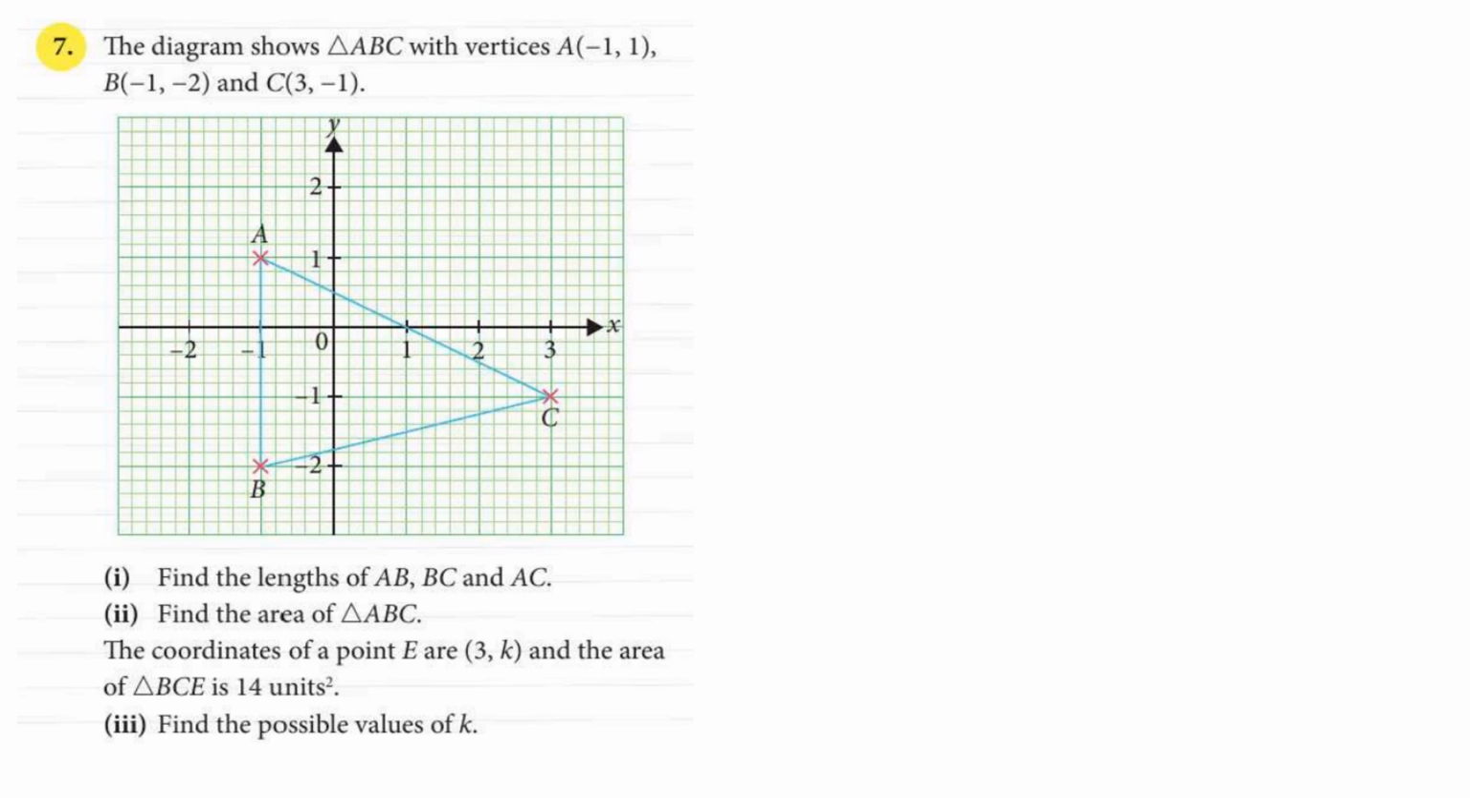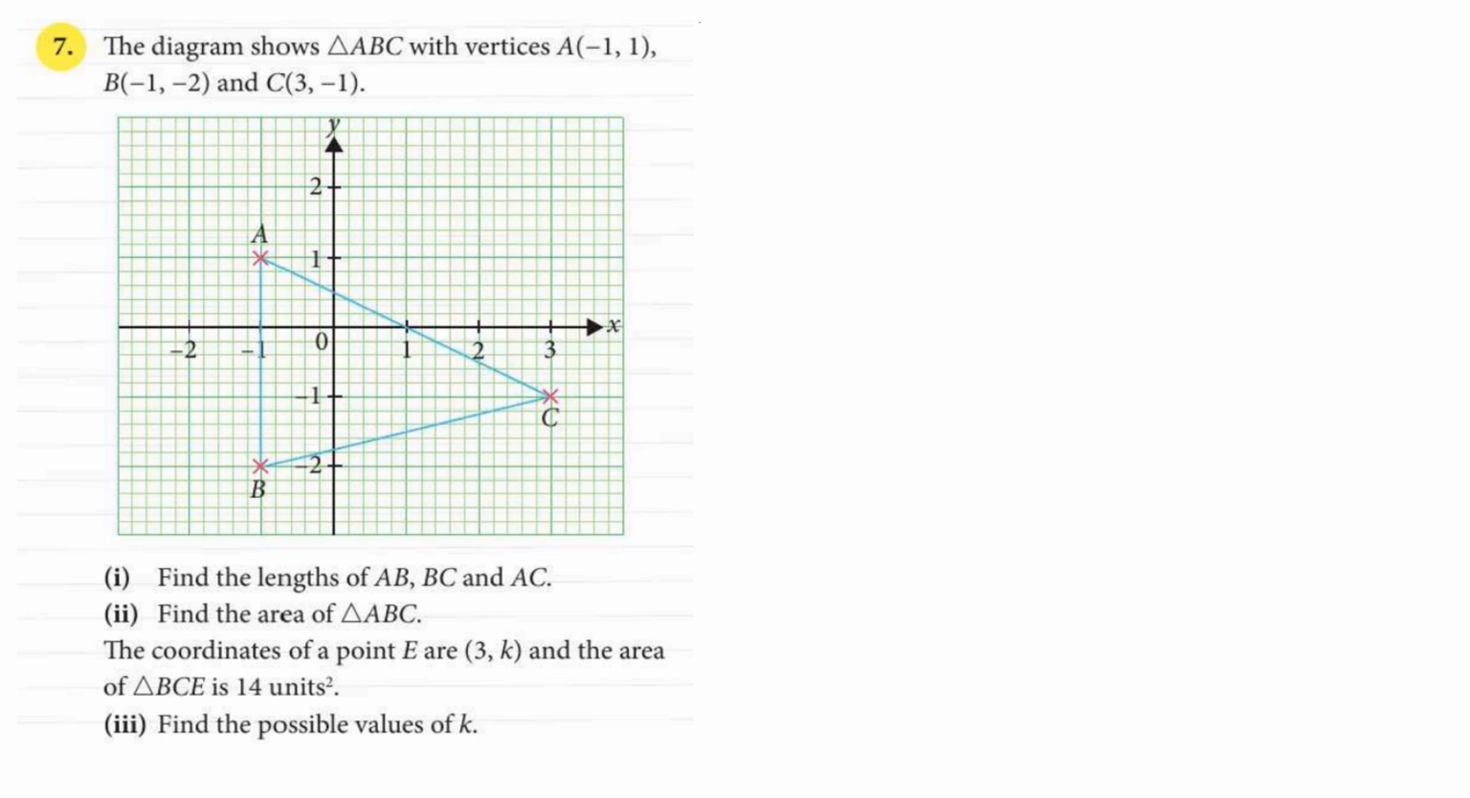Alright, let's look at question 7. Question 7 is similar in nature to the earlier questions. Basically, for part 1, you are asked to find the length of AB, BC, and AC. Part 2, find the area of triangle ABC, and part 3, just to find the possible values of K.